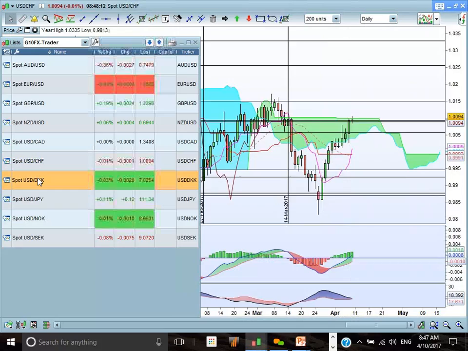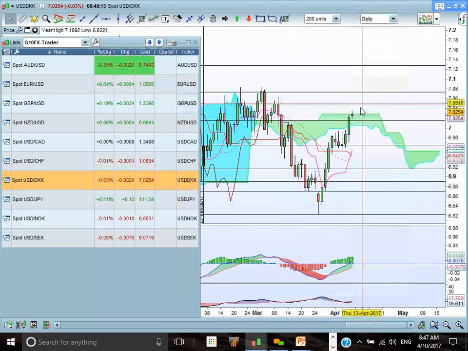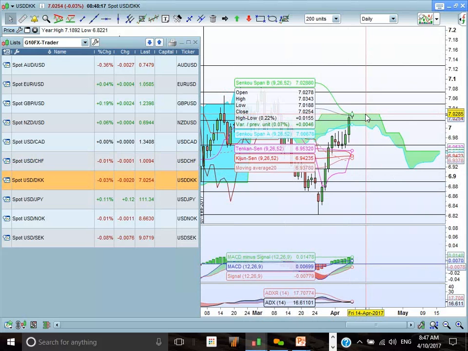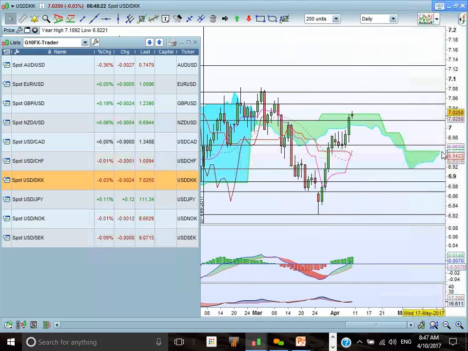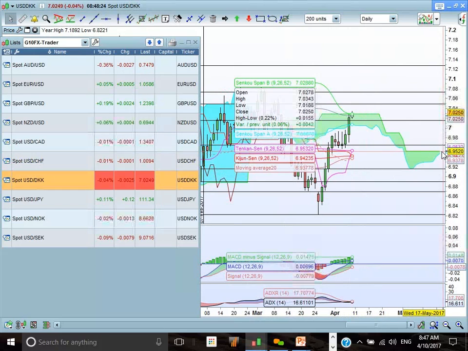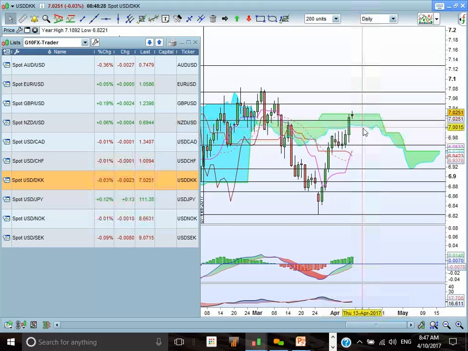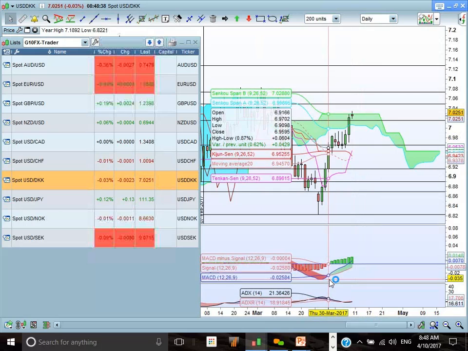US dollar, Danish krone, very similar to the Swiss franc, also sitting there fighting resistance at the top end of the cloud. We need to see that breakout this week. We need to see the cloud twist coming through to confirm that this trend is changing. If the breakout fails or the resistance holds, we're going to go back down to retest old lows here for support. So absolutely a critical level to watch. But we've had the MACD buy signal some time ago, so this trend so far, trade still working out.